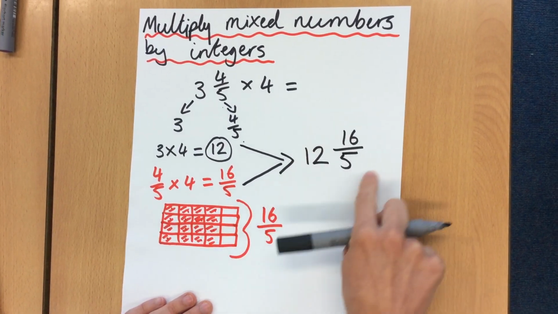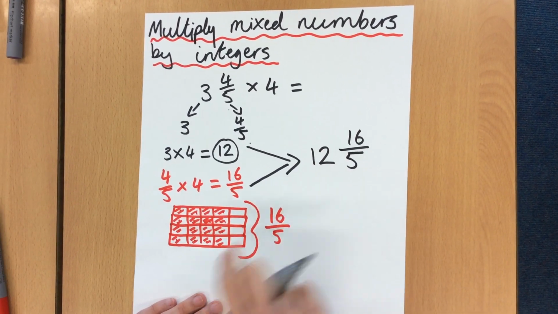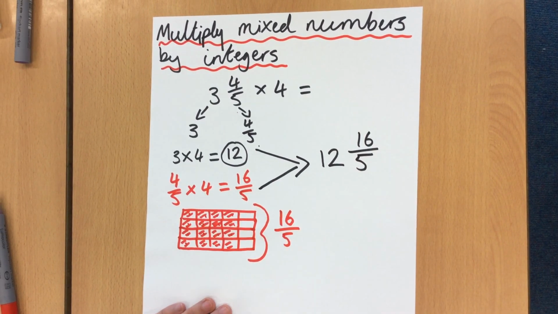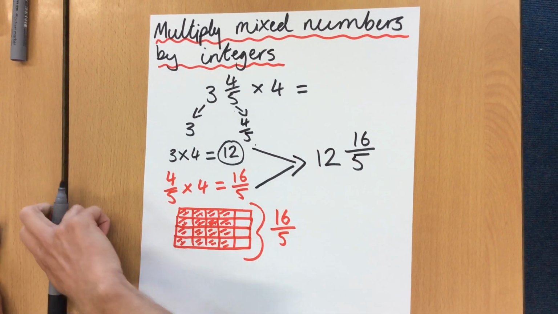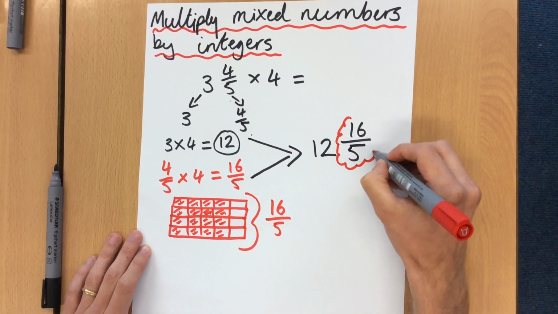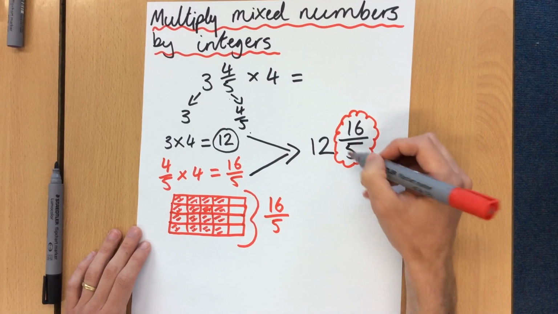What do you notice about this mixed number? There's something slightly odd about this mixed number. 12 wholes and 16/5. Yeah, that's right. If you look at our fraction, we've got an improper fraction. I'm just going to draw a little bubble around it. We've got 16/5. So our numerator is way greater than our denominator.